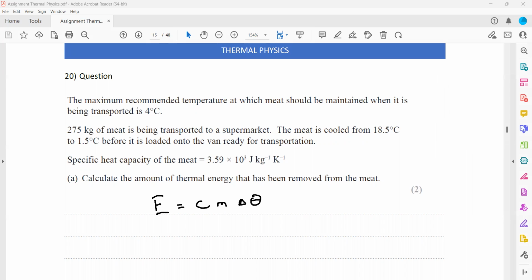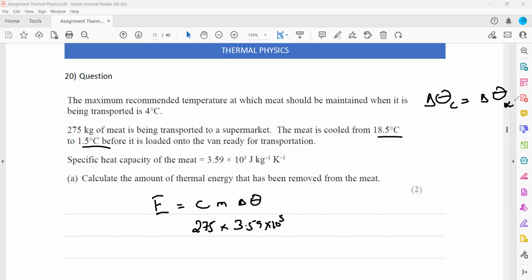The specific heat capacity is given for the meat. The mass is 275 kilograms. The specific heat capacity is 3.59 × 10^3. And what about the temperature change? Remember one thing, that temperature change in degrees centigrade is the same as temperature change in Kelvin. So if I'm finding delta T, I don't have to convert the units because the temperature change in degrees centigrade is the same as in Kelvin.